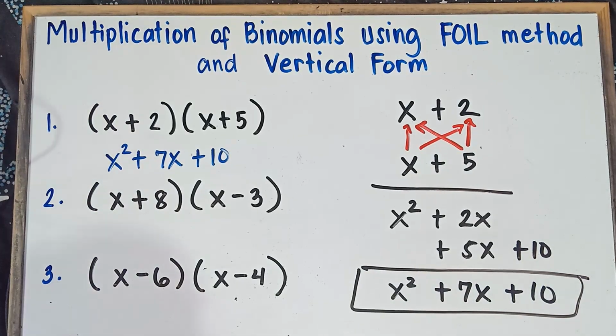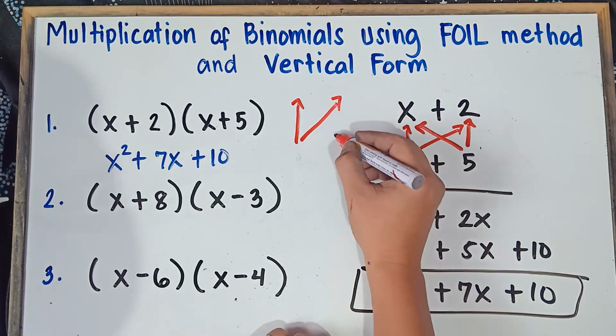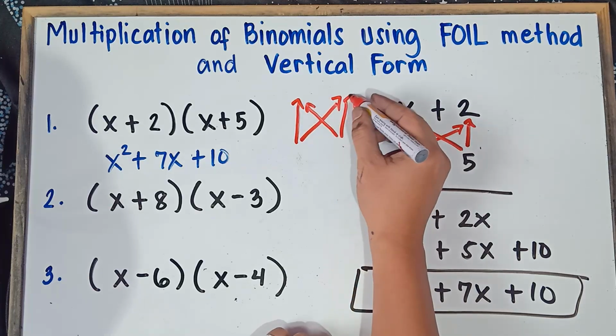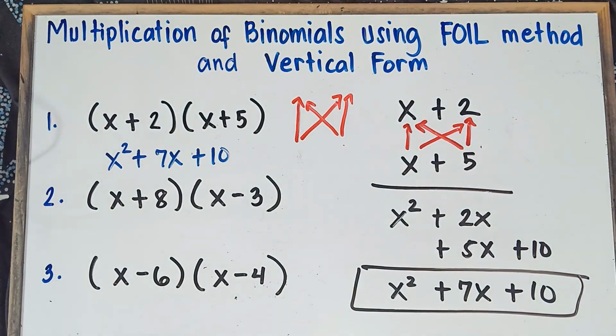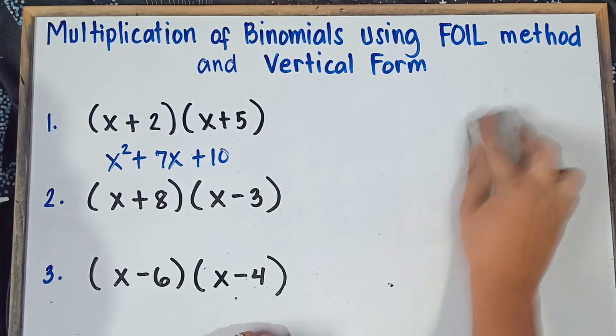So once again, class, in vertical form, you have straight, and then cross, cross, and then straight. Okay, so that's the thing there, class, with regards to vertical form. You will have the same answer, class. But once again, class, for me, it's better to use the FOIL method. So let's have example number 2, class, applying the FOIL method.